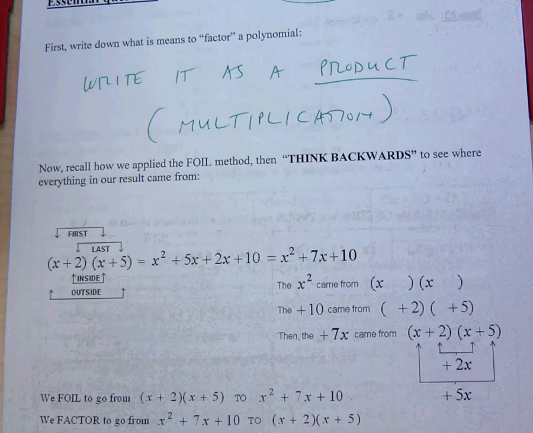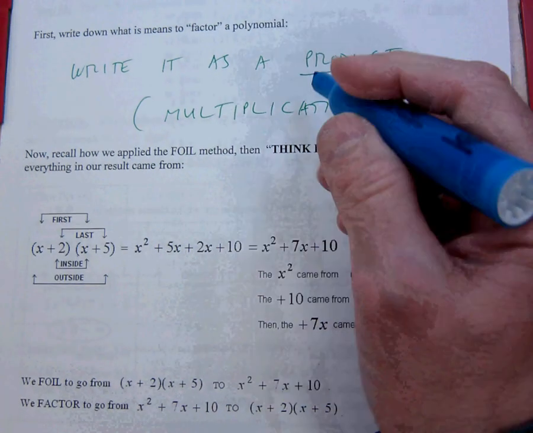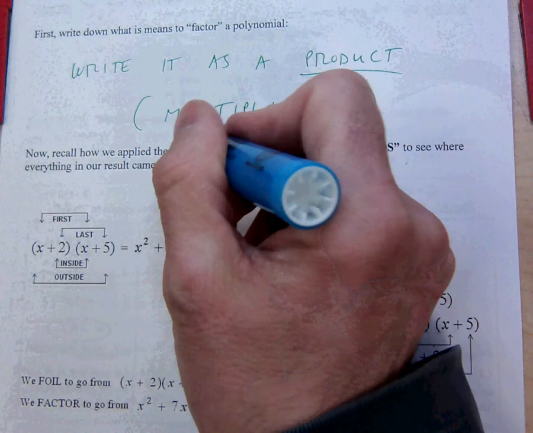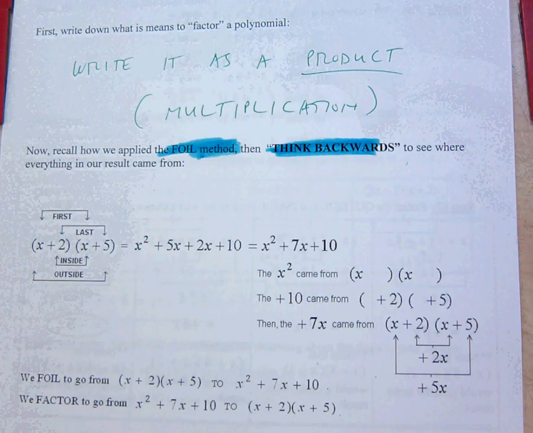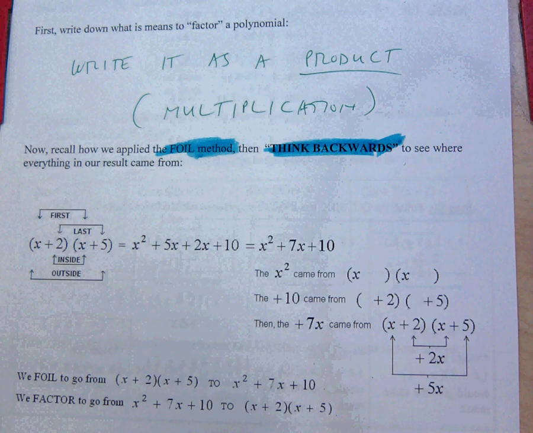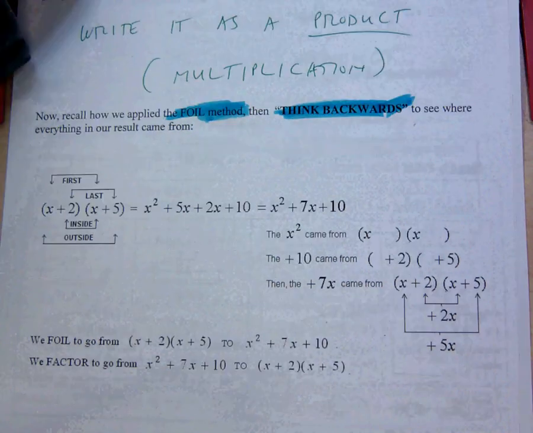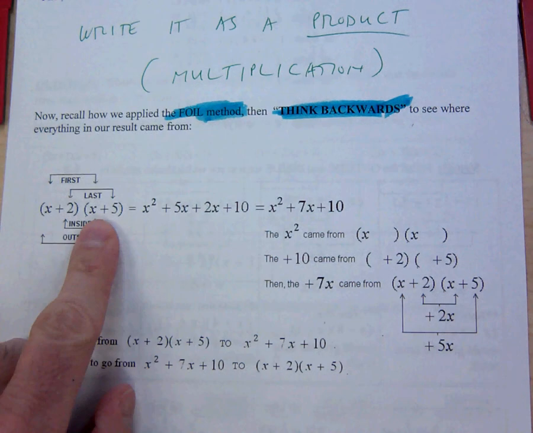Well, in order to factor a trinomial, you need to think backwards from the FOIL method. Factoring a trinomial just means that you're going to think backwards about all the steps you did when you FOILed. So, let's just quickly FOIL that binomial times that binomial.